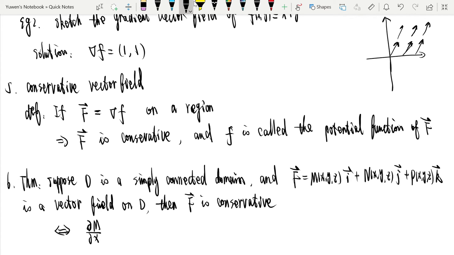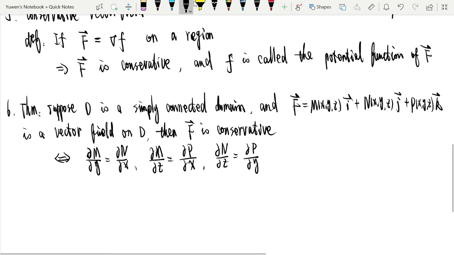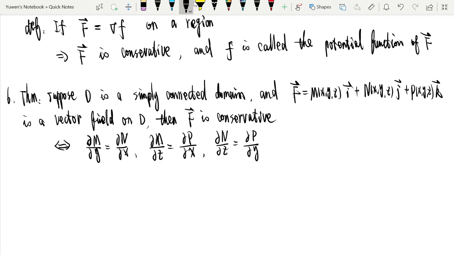partial M partial y equals partial N partial x, partial M partial z equals partial P partial x, and partial N partial z equals partial P partial y. That's conservative. That's in 3D. In 2D, we can use just the first one, which is enough.